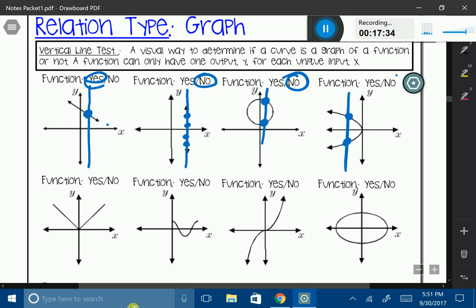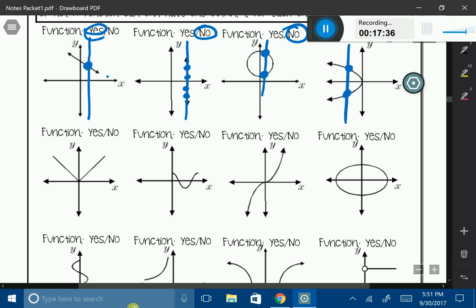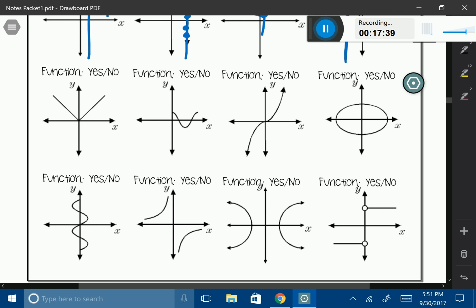All right, if you remember, this is an absolute value function. Let's say I put the vertical line over here. Do you notice how it only crosses it once? Therefore, this is a function. Even if I put the line over here, it still only crosses it once. All right, another vertical line. It looks like it only crosses it right here. This is a function.